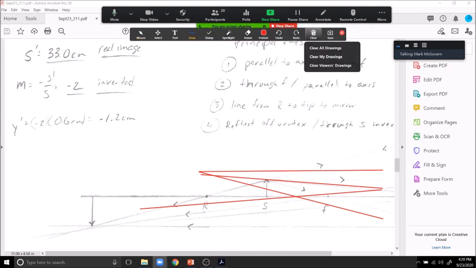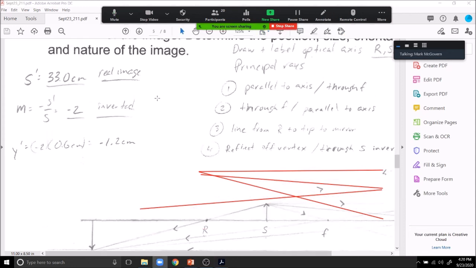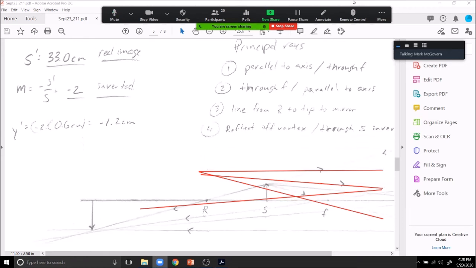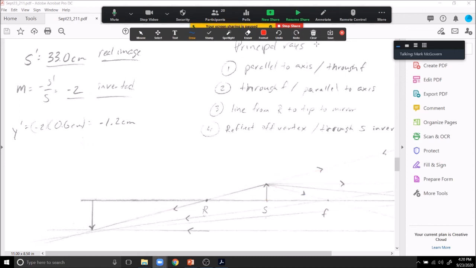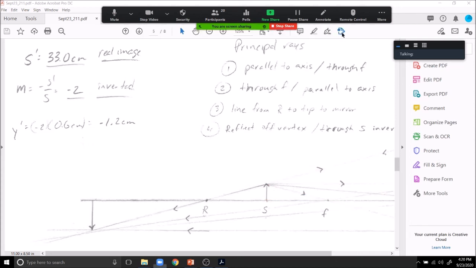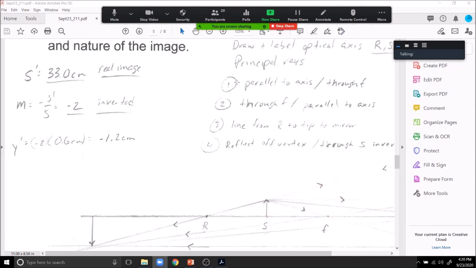All right, anyway. I work out my magnification, I get a -2. So the image is real, it's twice as large, and it's inverted. And that is true. So, any questions about that? That's weird. Yeah.